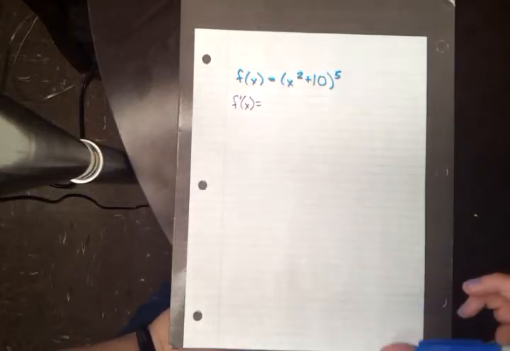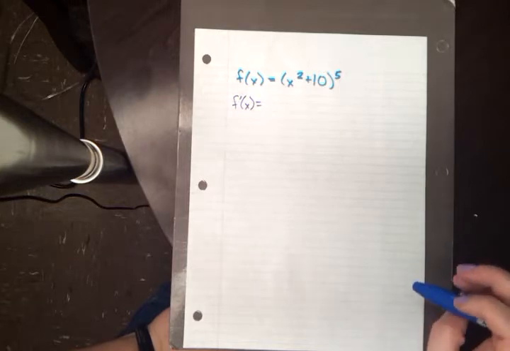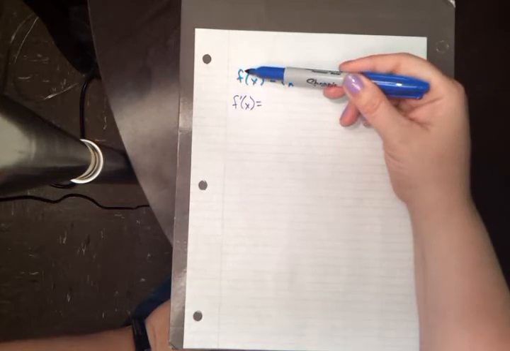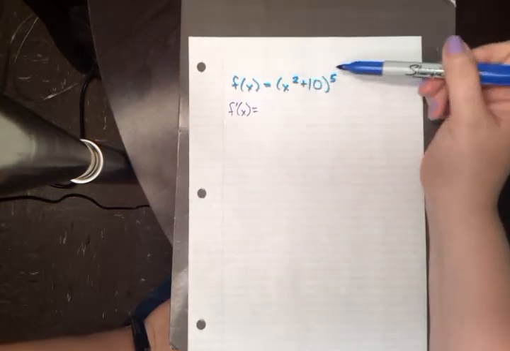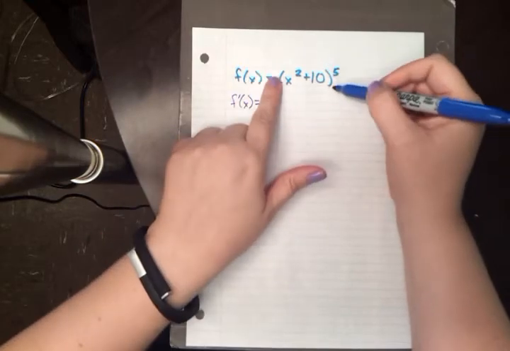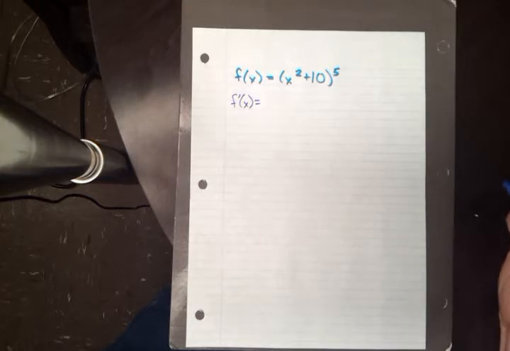Okay, let's take a look at question 15 from homework 7. What they're asking us is to find the first and second derivatives of a function. The function that they've given us is f of x equals x squared plus 10 to the fifth, that's x squared plus 10 in parentheses, all to the fifth power. They're asking us for the first derivative, and then for the second derivative.